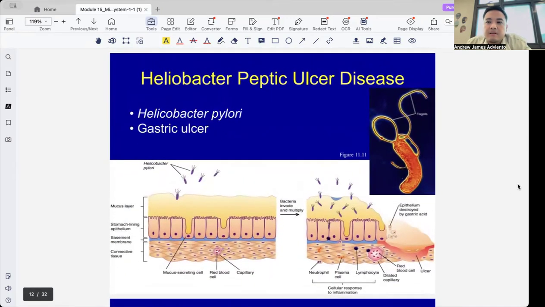So let's start with the Helicobacter peptic ulcer disease. So this disease is caused by Helicobacter pylori. So it damages the stomach lining, leading to ulcers. So the bacteria survive stomach acids by producing enzymes that neutralize it.